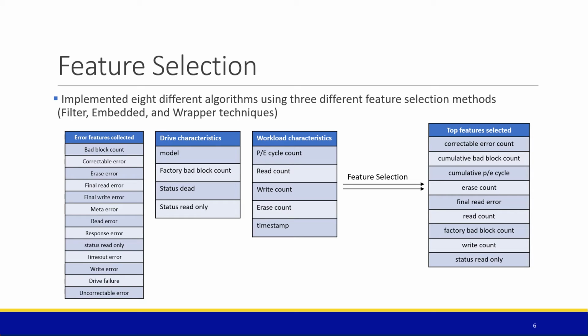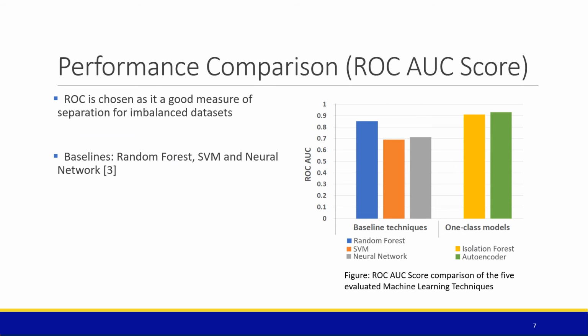Now, to pick the important features, we implemented 8 different algorithms using 3 different feature selection methods, filter, embedded, and wrapper techniques, to highlight the most important features in our data set, which you can see on the right. And we validated it with the engineers in the field.